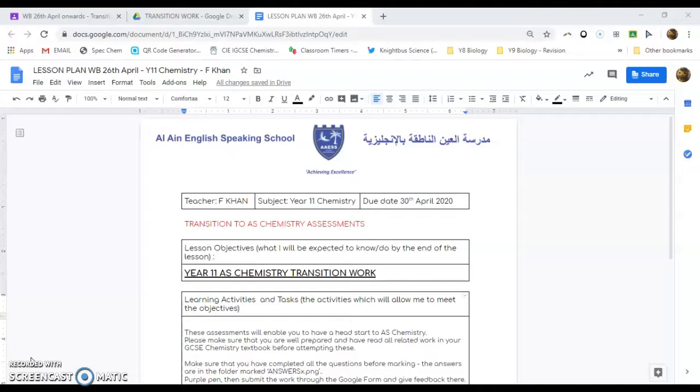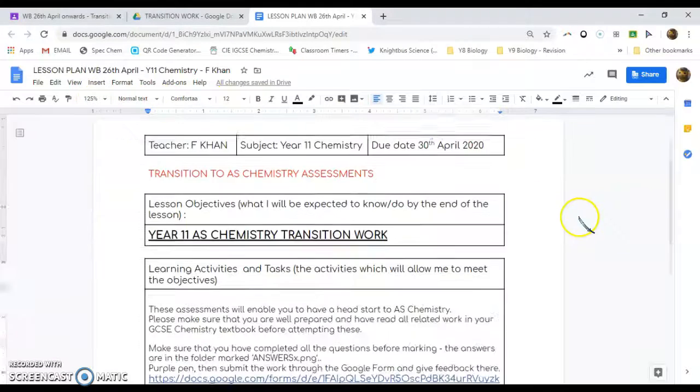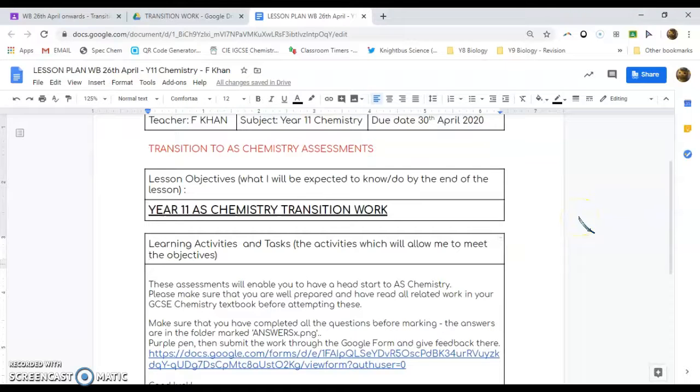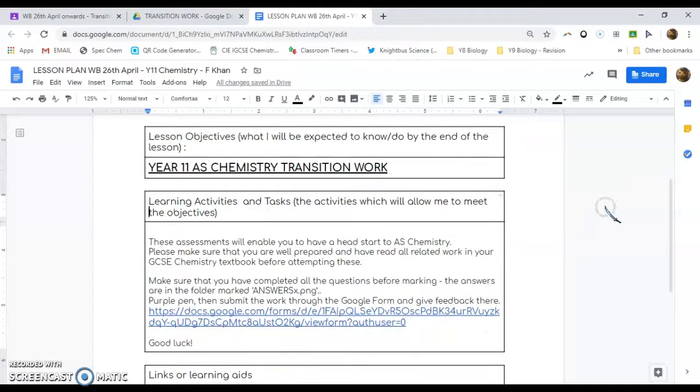The work that I've set you now is work that should enable you to make the transition, and a successful transition, to Year 11 AS Chemistry. So the learning objective is really simple. I've set you a number of assessments that will enable you to have a head start to A-level chemistry.